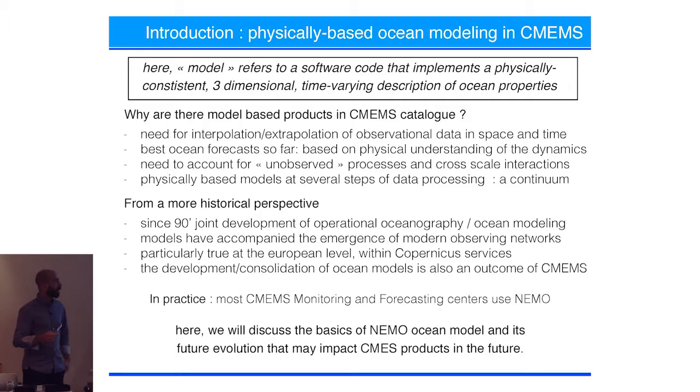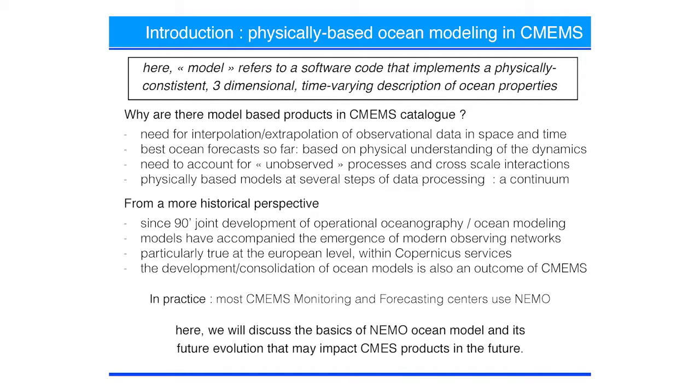And why is that? The first point is that we don't have an observational network dense enough for covering the actual needs of the users. So we need somehow to interpolate and extrapolate the observational data in space and in time. The best way we have so far for performing this interpolation is through physically based understanding of the dynamics. You could imagine some data-driven approaches, but so far they are not there yet. So the best way we can extrapolate this information is through a good physical understanding and a good implementation of this physical understanding into a computer program.